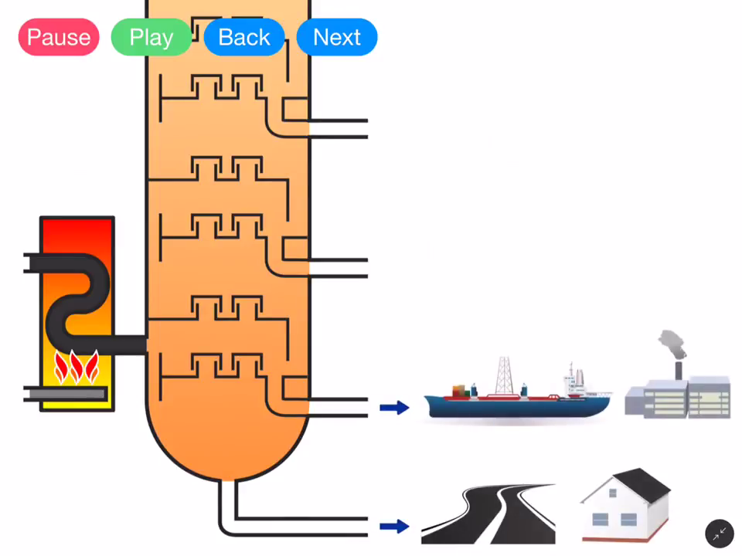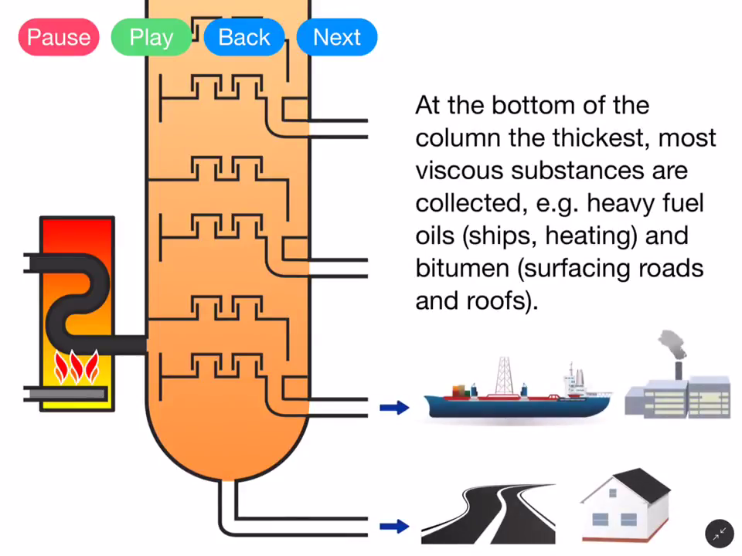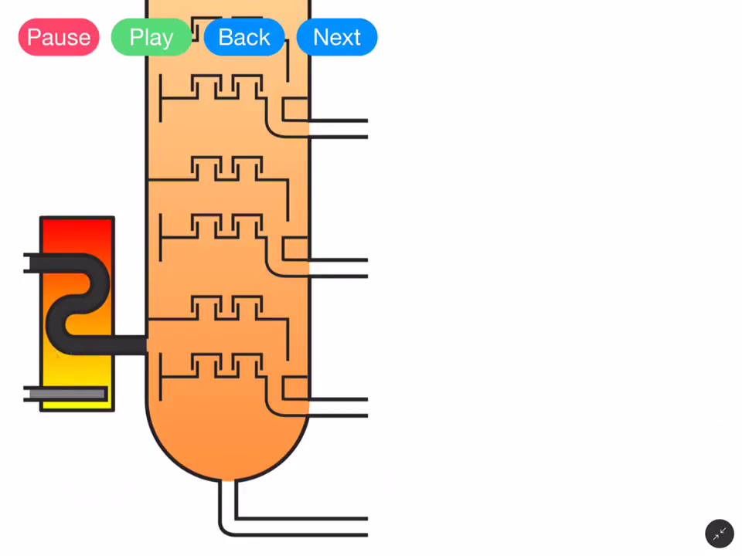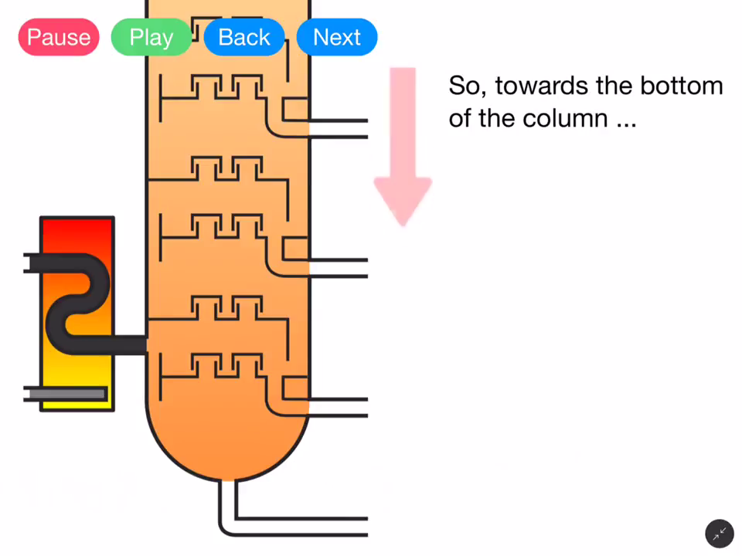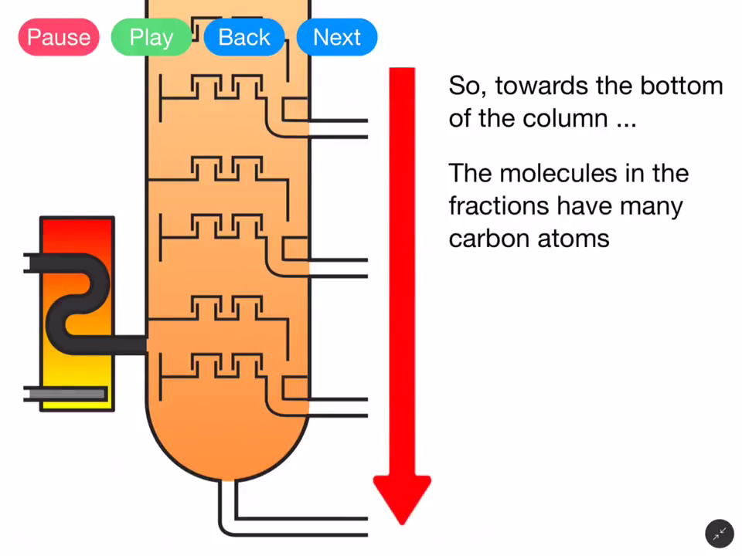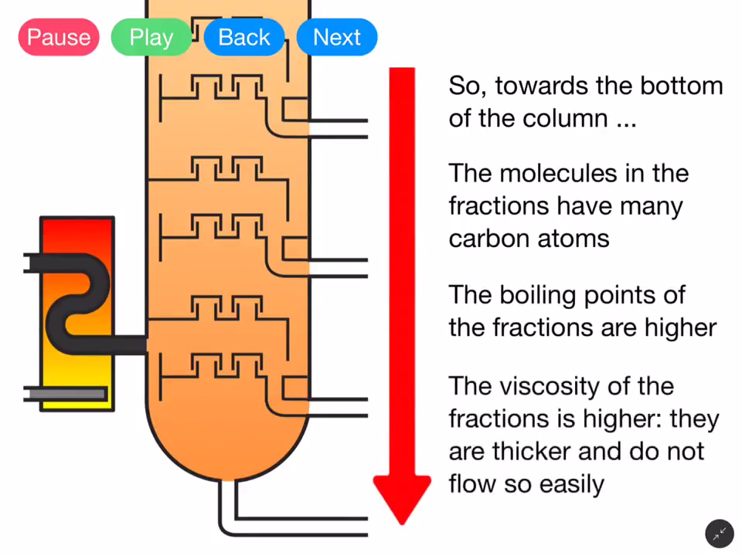Finally, at the bottom, very large, thick and treacly hydrocarbons, such as heavy fuel oils, are collected. So, very large hydrocarbons have high boiling points and are viscous. They are thick and not very fluid.